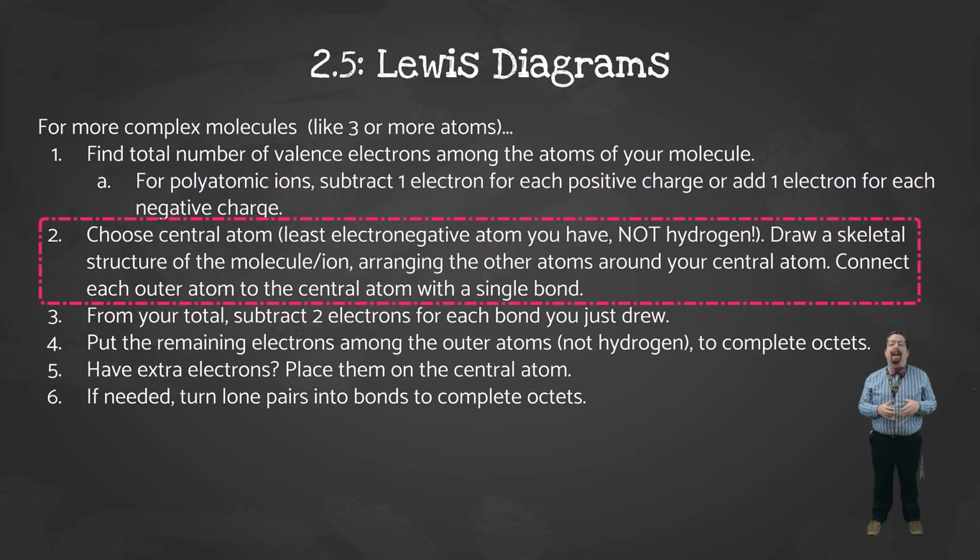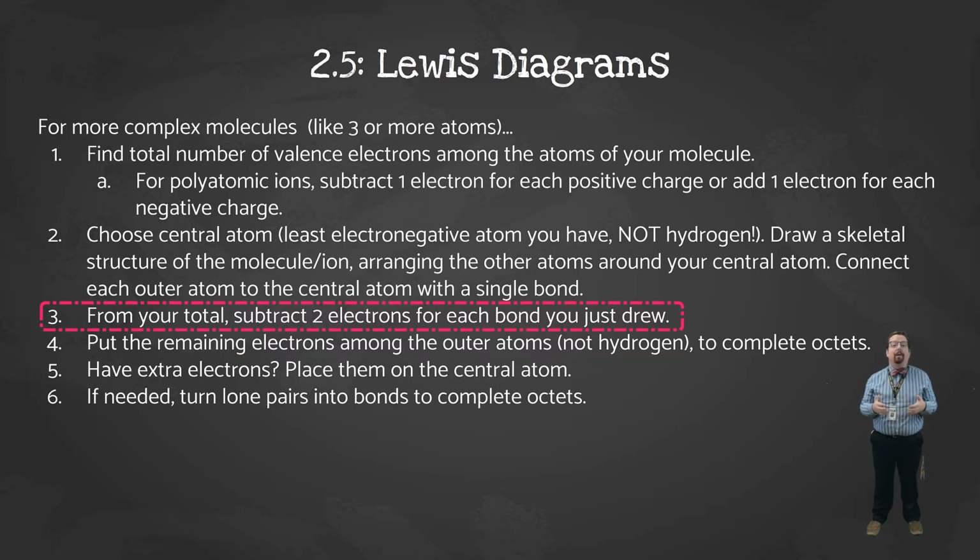Next, choose which atom will be your central atom. This is usually the least electronegative of the atoms, but never hydrogen. Write that atom down, arrange the other atoms around it, then connect those outer atoms to the central atom with single bonds. You have now drawn your skeletal structure. Those single bonds you just drew represent 2 shared electrons each. So now you have to subtract 2 electrons from your total for each bond that you drew. This gives you the amount of electrons you have remaining.